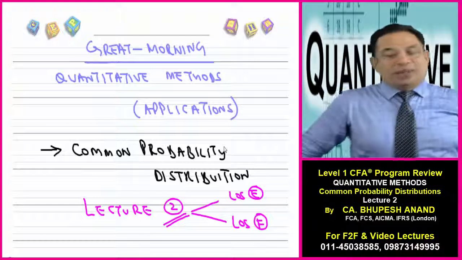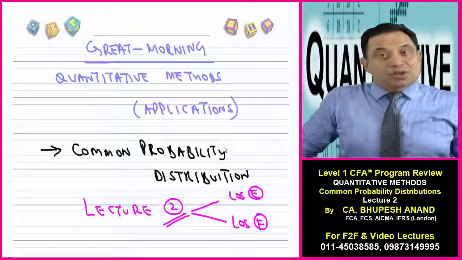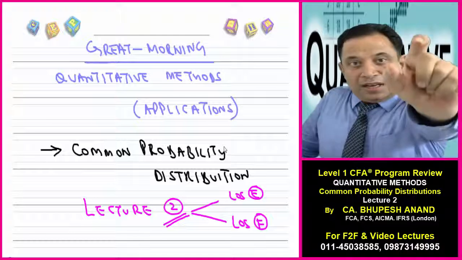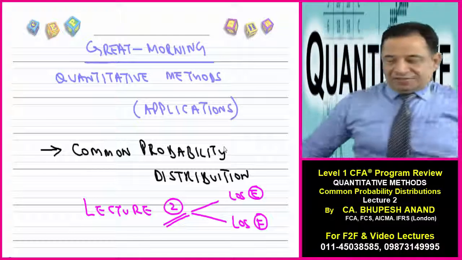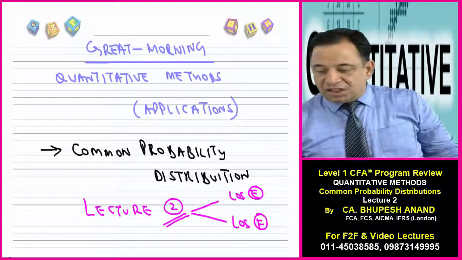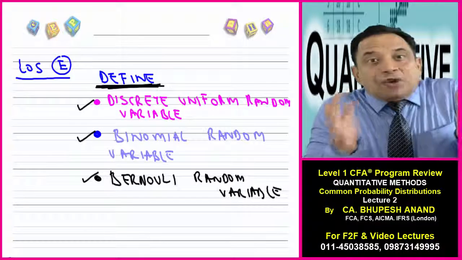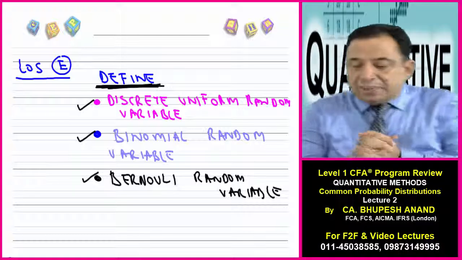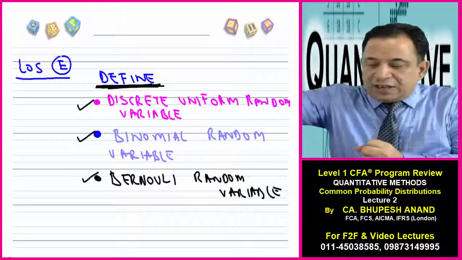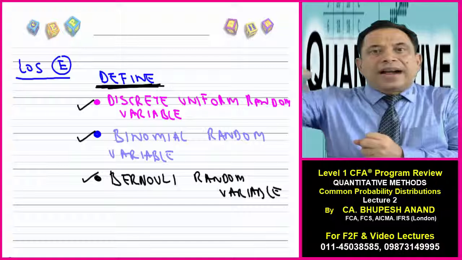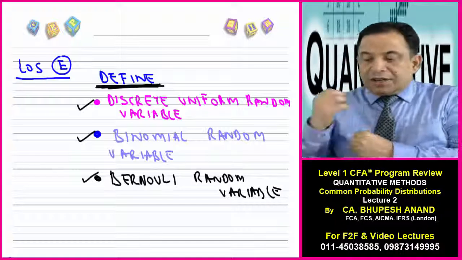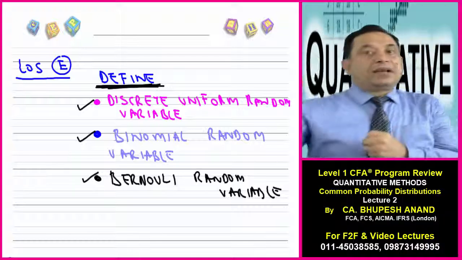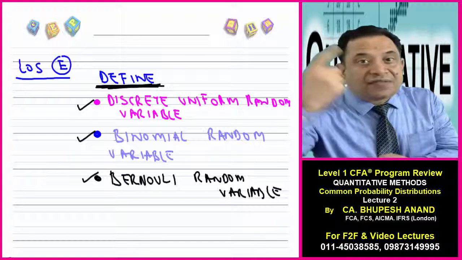Quantitative methods, applications, common probability distribution, lecture number 2, and within that I am doing 2 learning outcomes, learning outcome number E and learning outcome number F. As per the CFA curriculum level 1, learning outcome E, which we have to discuss today, is: define a discrete uniform random variable. Second, define a binomial random variable. And third, define a Bernoulli random variable. It means in today's lecture, I will be telling you 3 random variables.